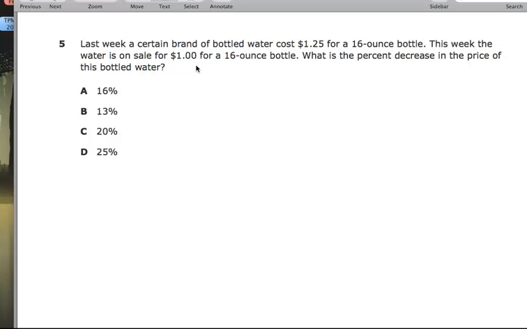Okay, so there's two ways I can solve this problem. I'm going to show you just two ways. Actually, there's more than two ways. However, I just want you to look at it in terms of money. $1.25 and $1. What can we think of? Quarters. $1.25 is equivalent to 5 quarters. And $1 is equivalent to 4 quarters.